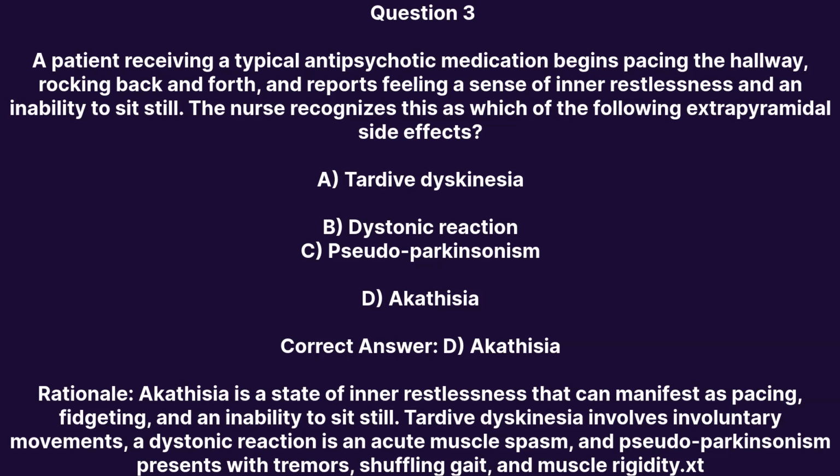Correct answer D, akathisia. Rationale. Akathisia is a state of inner restlessness that can manifest as pacing, fidgeting, and an inability to sit still. Tardive dyskinesia involves involuntary movements. A dystonic reaction is an acute muscle spasm, and pseudoparkinsonism presents with tremors, shuffling gait, and muscle rigidity.